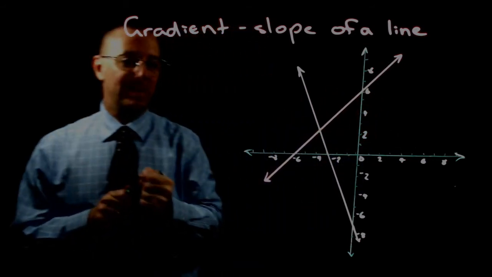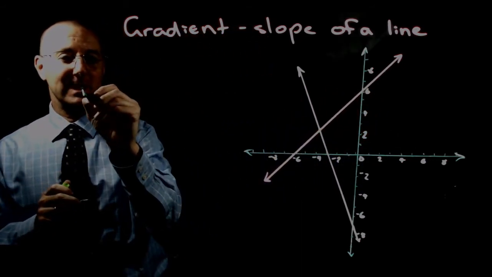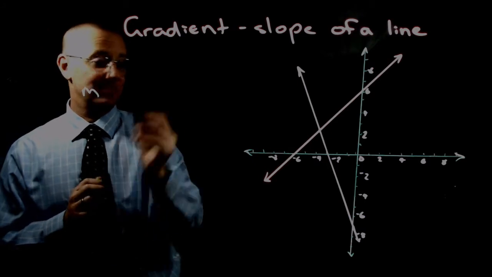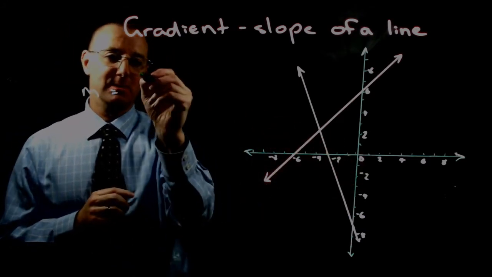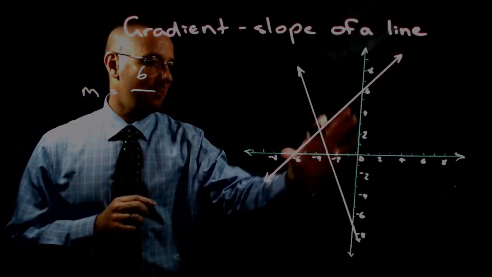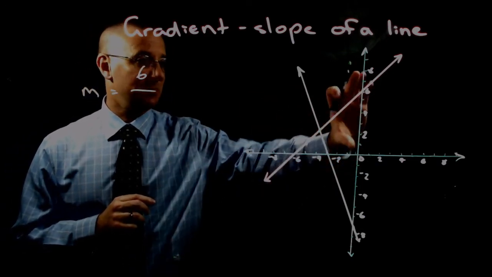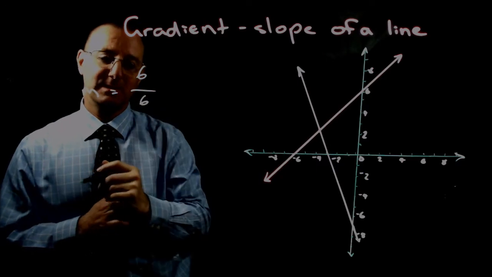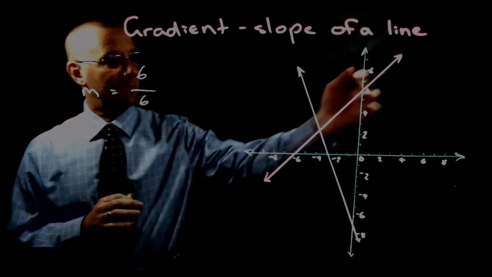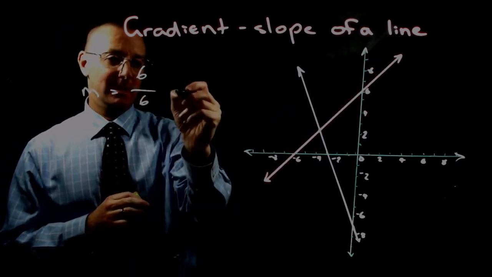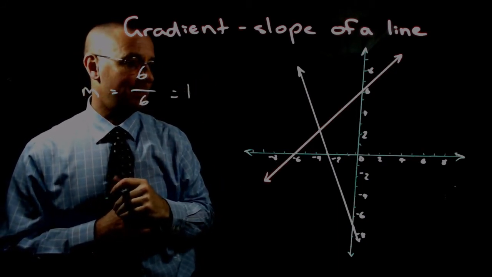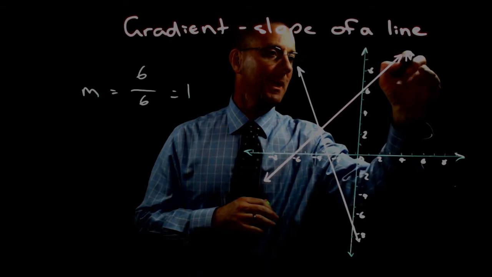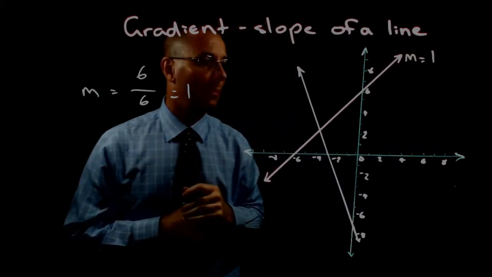And so if we do our calculation for our gradient, we can use the value m to represent our gradient. Then it means that we have a run of 6 units, and at the same time that it runs 6 units, it's going to rise 6 units. And so that means that the gradient of our line here is going to be 6 divided by 6, and that's equal to 1. And so this line here has a gradient equal to 1.